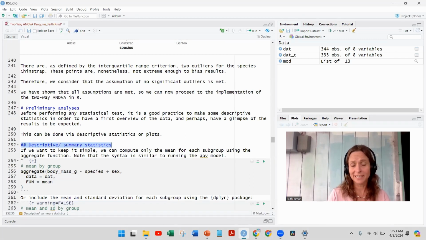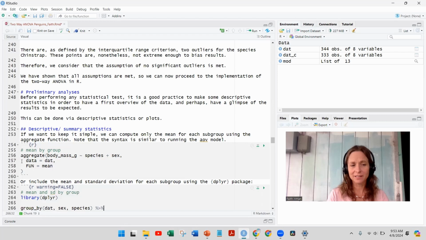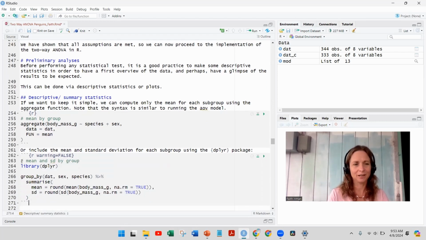Descriptive or summary statistics. We already started that. We already started summarizing the data above just to kind of get a rough look at it. But now we want to actually get a little bit more. We want to get the means not just by variable, but by group, right? So if we want to keep it simple, we can compute just the mean for each subgroup using the aggregate function. Note that the syntax is similar to running the AOV model.